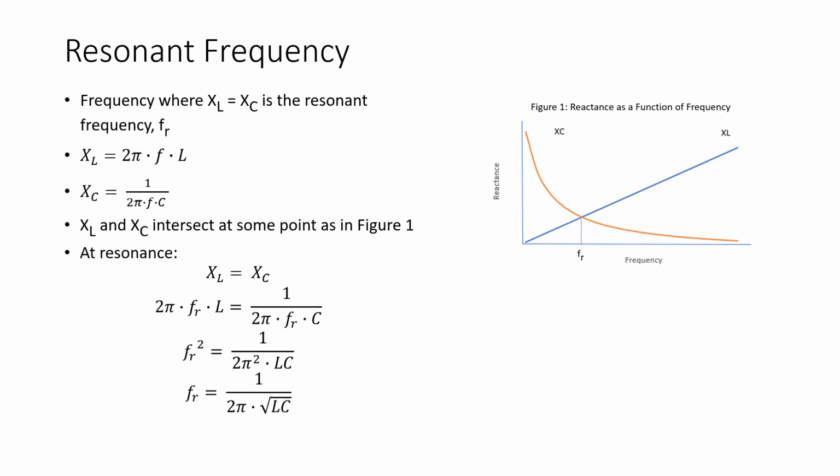So at resonance, if X sub L and X sub C are equal, then I can express this as 2 pi times F sub R times L equals 1 over 2 pi F sub R times C. And I rearrange the equation to yield F sub R squared equals 1 over 4 pi squared times LC. So the resonant frequency mathematically equals 1 over 2 pi times the square root of LC.